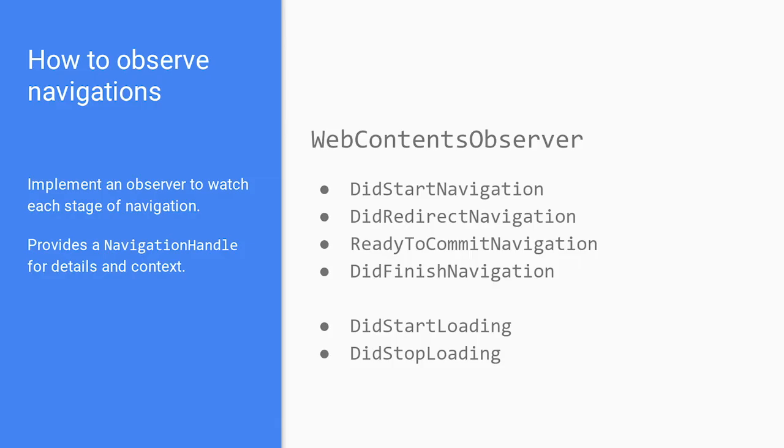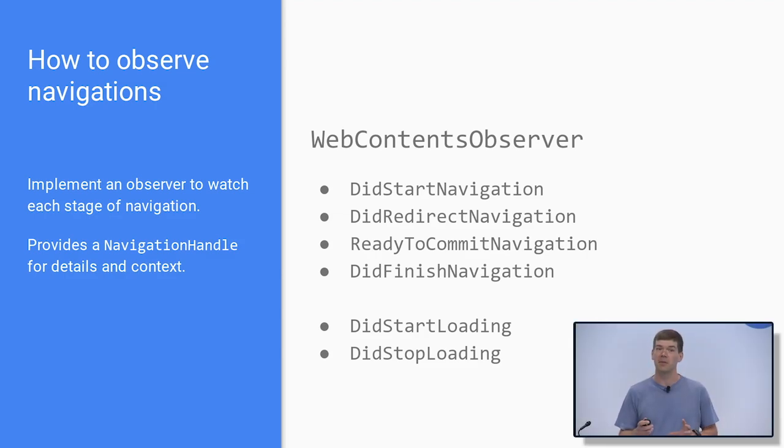But before doing that, just a brief mention on how you would actually write code that interacts with navigations. Most of the time, you'll be interested in doing one of two things. Either you will want to observe navigations, or you will want to control them or modify them somehow. For observing navigations, we have this class called WebContentsObserver. This is an interface that you can implement, and it will give you read-only notifications about various stages of the timeline that I've just shown you.